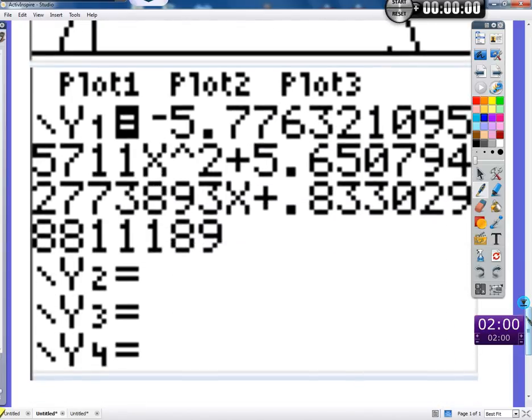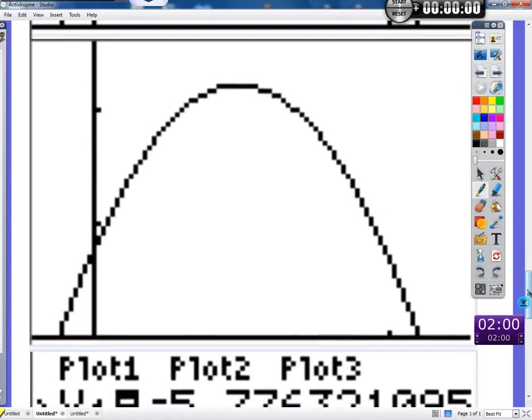So this is the equation to that parabola. It's negative 5.7, lots of decimal places, x squared plus 5.6-something x plus 0.833 whatever, ending up at 1. Okay. So, if that's the equation for this parabola, then, and now the, let's see.